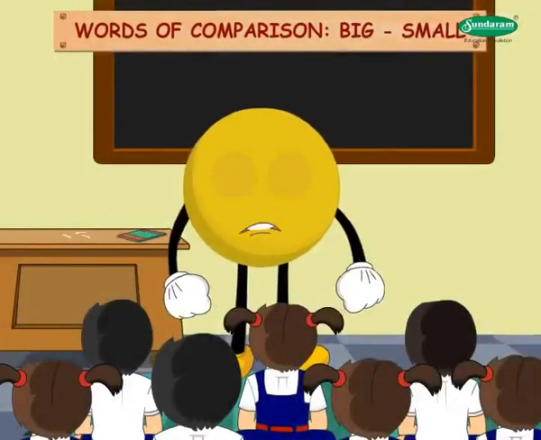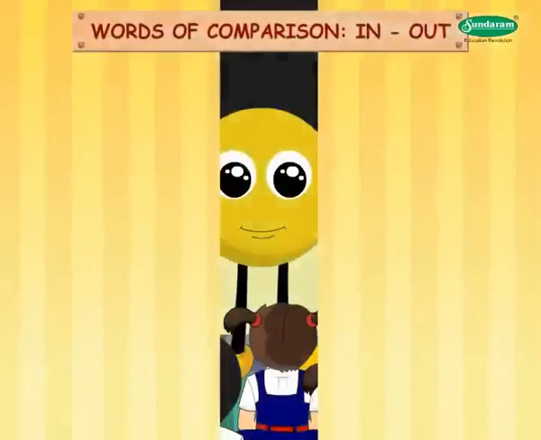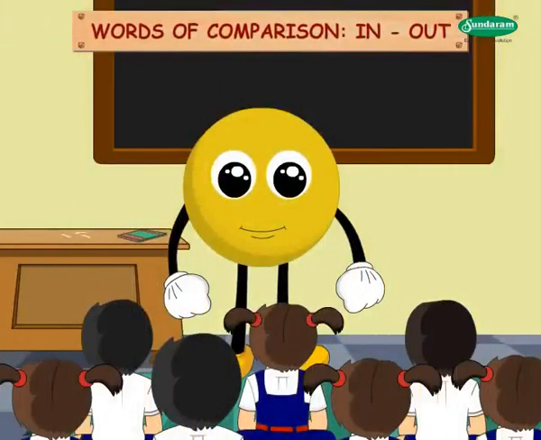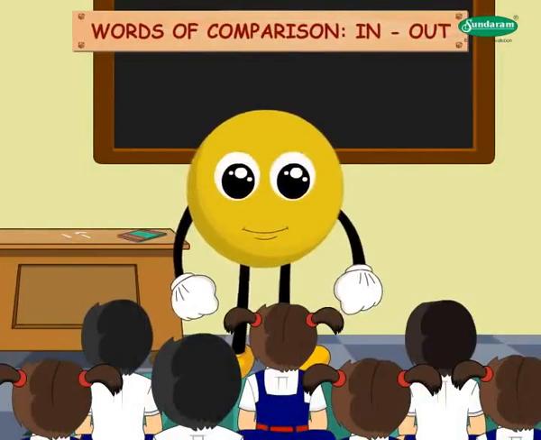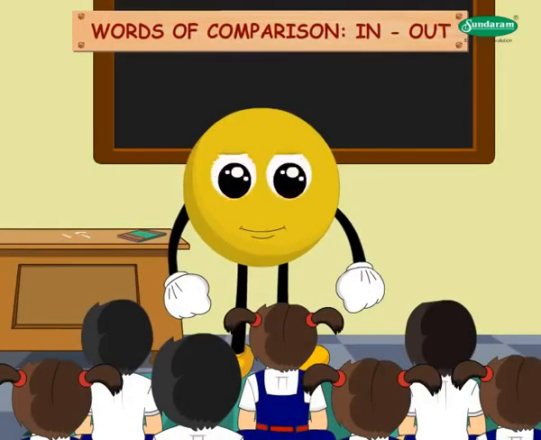Children, did you like this story about big and small things? Very good. Words of comparison: in, out. Children, we are going to learn in and out today. Let us learn this through a small story.